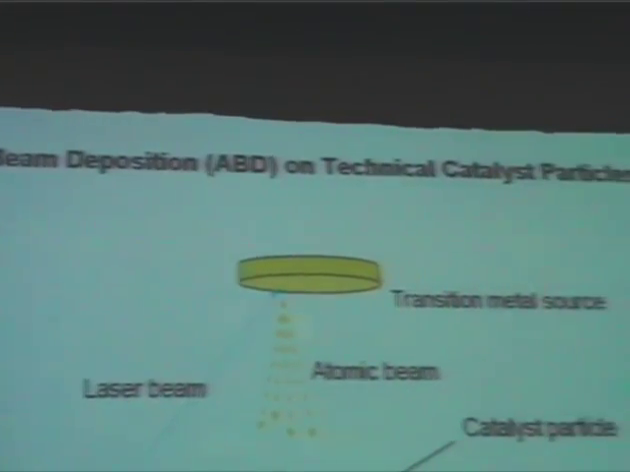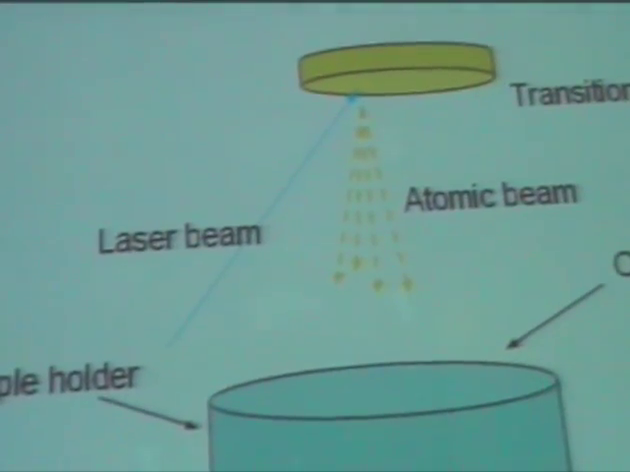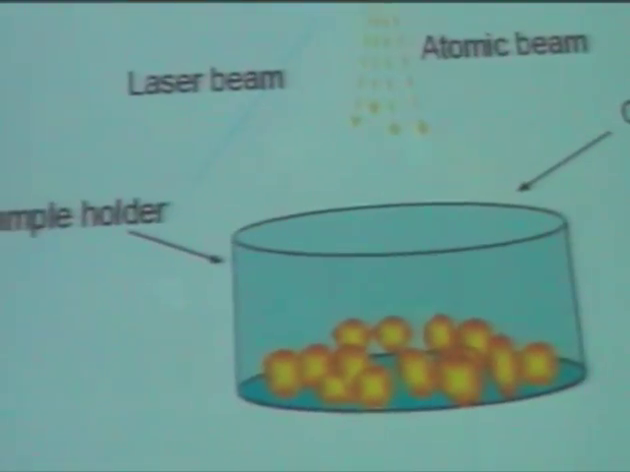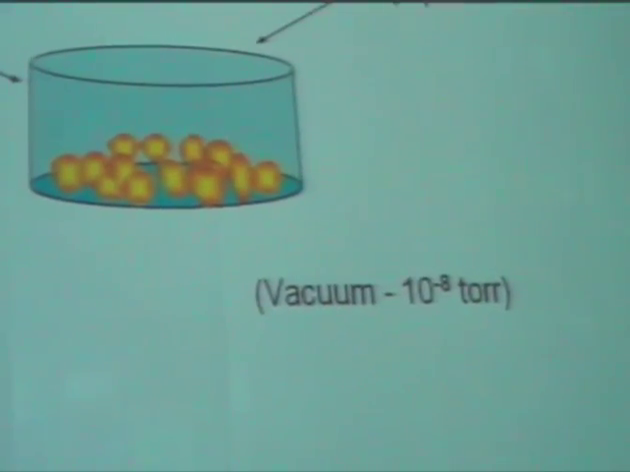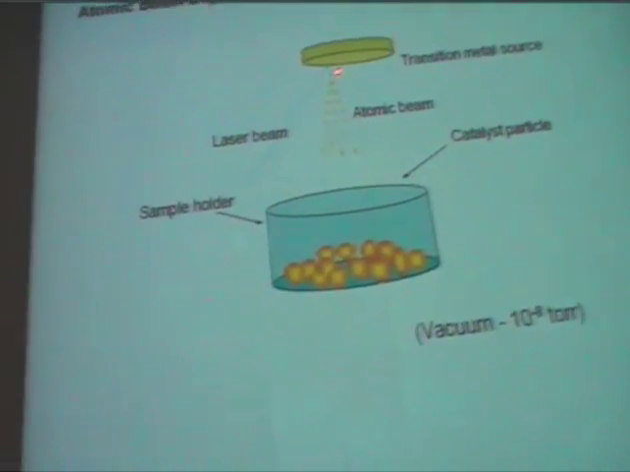Okay. And what we have now in this area, a term which was coined by Dr. John T. Gleaves in 1988, is atomic beam deposition on technical catalyst particles. What is that? We have a laser beam and a target, a transition metal source. The laser hits this target, and molecules travel to the catalyst particles. The catalyst is dancing, like a special vibrated bag, for achieving uniformity. Then we know the amount of molecules deposited on these industrial catalyst particles.